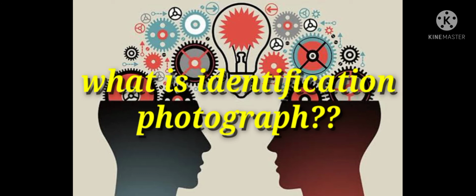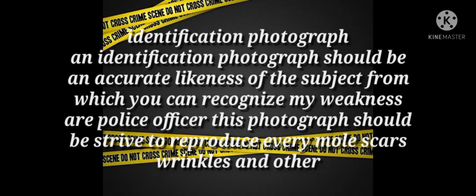So, by the way, what is an identification photograph? An identification photograph should be an accurate likeness of the subject from which you can recognize the witness or the police officer. This photograph should strive to reproduce every mole, scar, wrinkle, and the like.